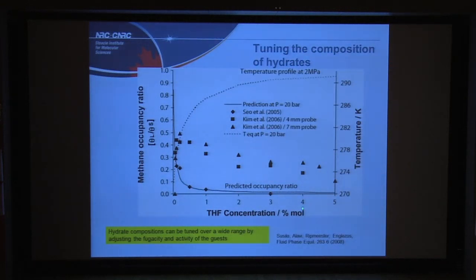But as you drop the concentration of THF, you in fact start seeing methane in the small cage as well. And in fact, you can work yourself up to quite a large occupancy of the large cage with methane too. And of course, at constant pressure, this comes at a penalty of having to work at lower and lower temperatures.